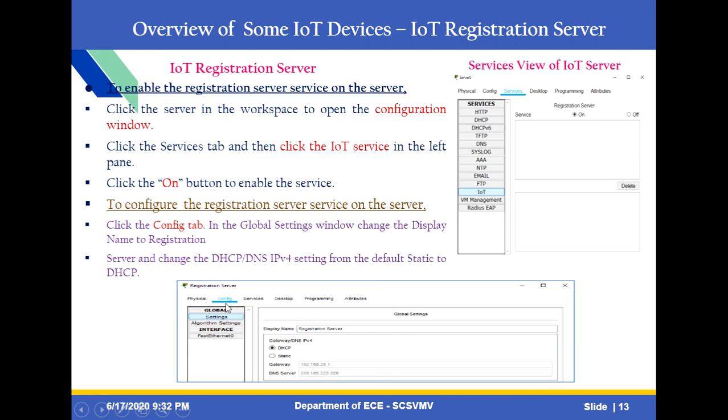Click on the configuration tab here. In the global settings window, change the display name. Here you type the display name as registration server. Then for the server, change the DHCP and DNS IPv4 setting from the default static to DHCP. There are two options available here. One is the static method, another one is the dynamic host configuration protocol. Normally for a wireless device, you choose DHCP.